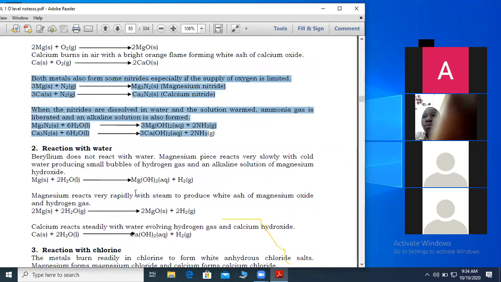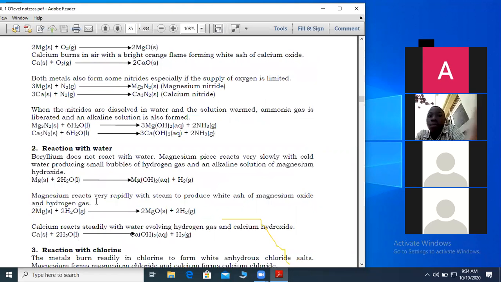Let us look at reaction with water. How does magnesium react with water? I explained this. Remember when we were looking at the reactivity series and then water and its compounds. We said magnesium does not react with water. So among the group 2 elements, beryllium, magnesium, and calcium, if you follow the reactivity series, calcium is more reactive than magnesium. So beryllium does not react with water under any conditions, whether it is cold water or steam. No, beryllium does not react.